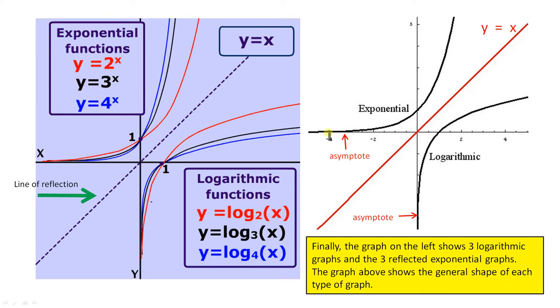Notice that this exponential graph never meets the x-axis. It becomes very close to it, but doesn't meet it, and that's why the x-axis is an asymptote. This logarithmic graph never meets the y-axis. It becomes very, very close to it. That's why the y-axis is called an asymptote.